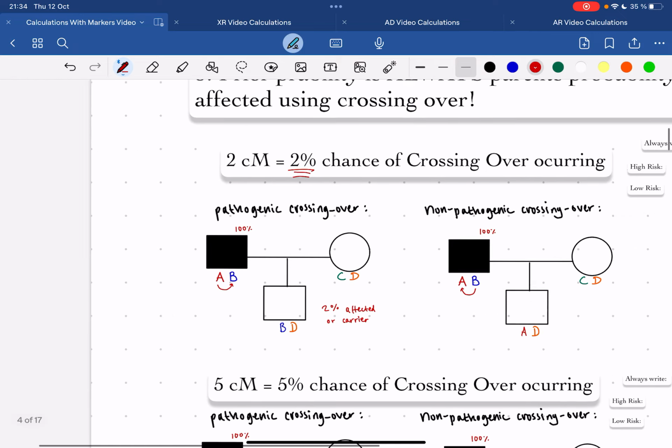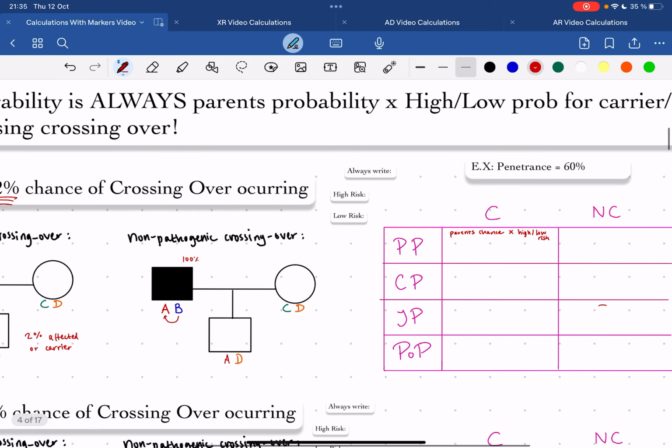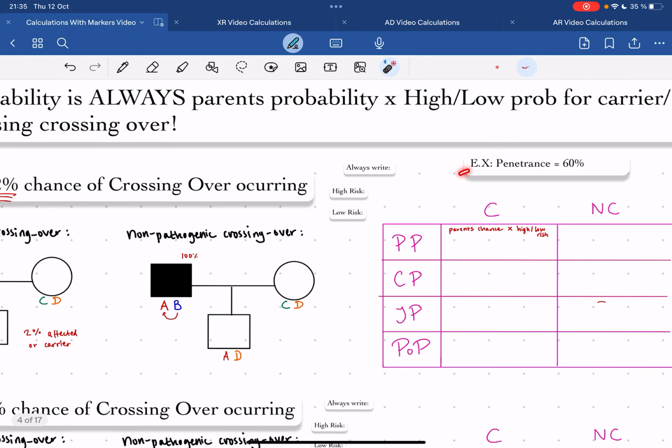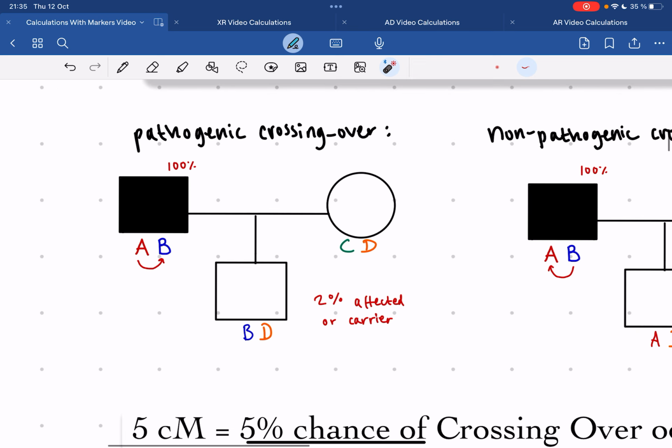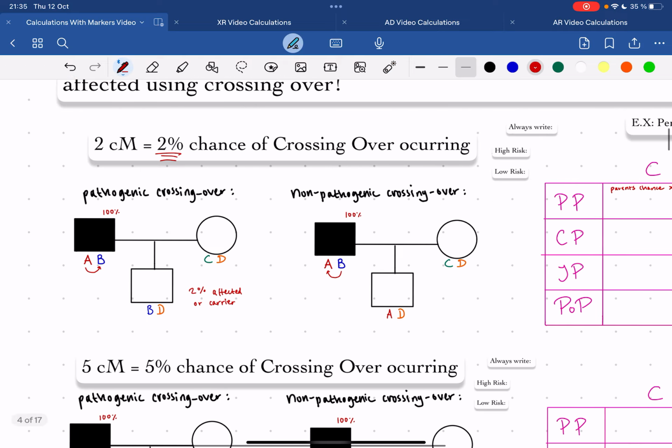However, let's say that we have a penetrance of 60%. And remember, if we have penetrance, we always have to use some sort of Bayesian table, as well as if we are unsure if this person is affected or carrier. Unsure means anything under 100%. So 2% is you being unsure.